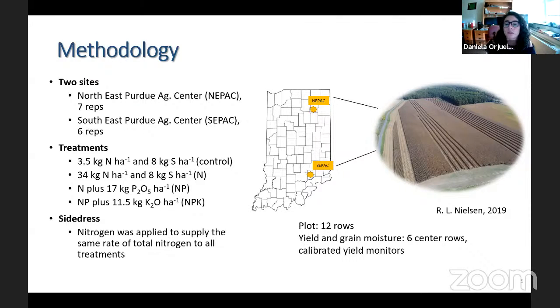To be able to develop our research and get our sampling points, our plots were 12 rows wide, and each row was separated 0.75 meters from each other. And to obtain yield and grain moisture, we use the 6 middle rows of each plot, and we harvest them. And there we use calibrated yield monitors in commercial combines to obtain yield and grain moisture.